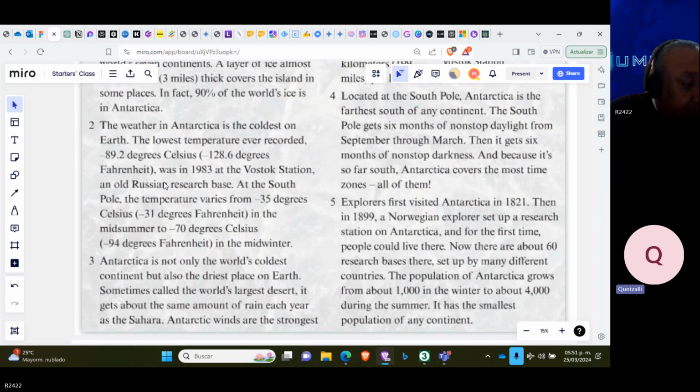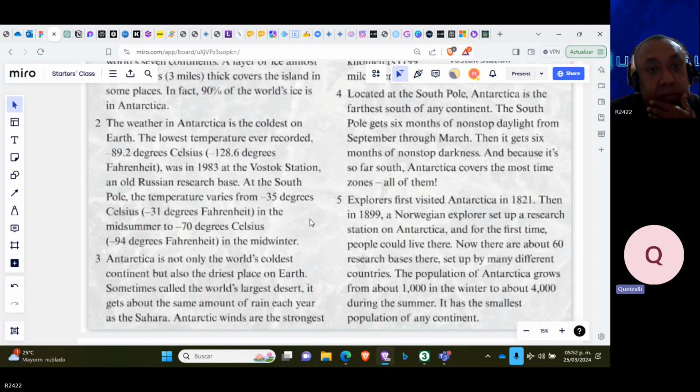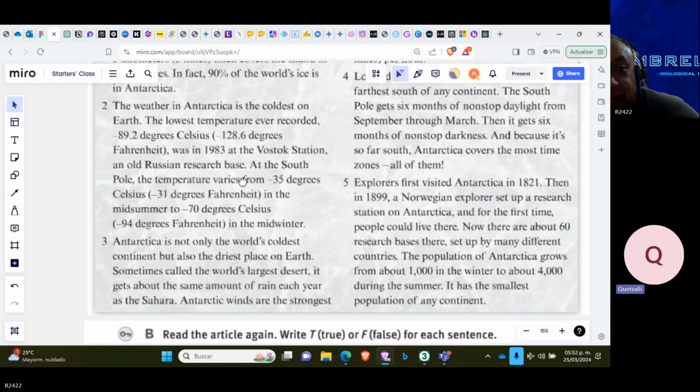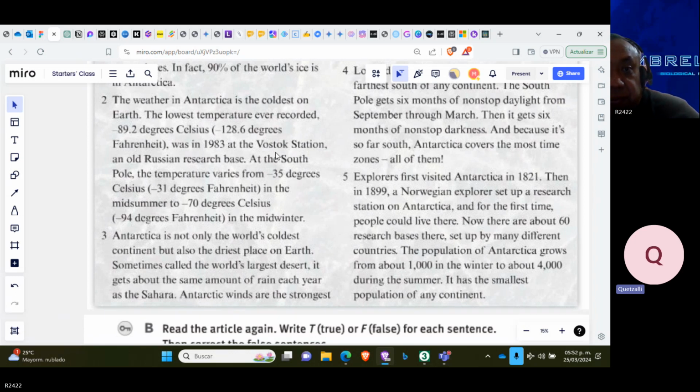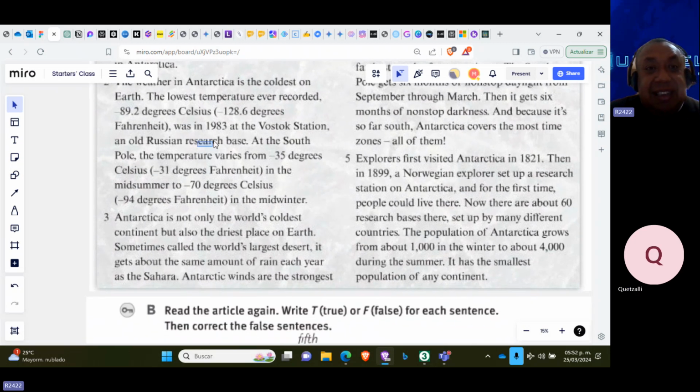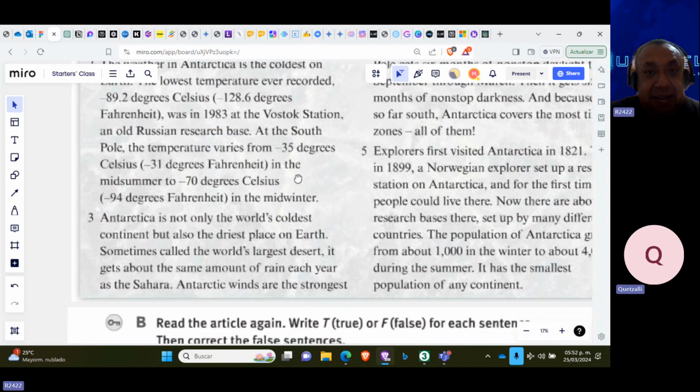Number two, the weather. The weather in Antarctica is the coldest on Earth. The lowest temperature ever recorded, minus 89.2 degrees Celsius, minus 128.6 degrees Fahrenheit, was in 1983 at the Vostok station, an old Russian research base at the South Pole.